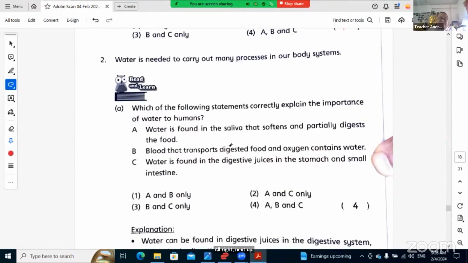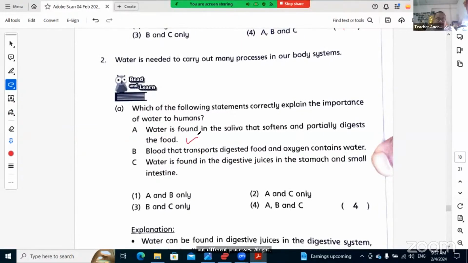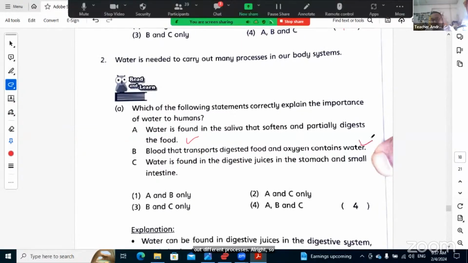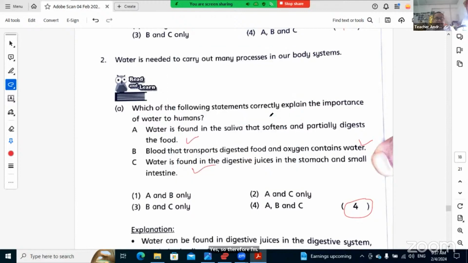Just now we mentioned that water needs to be carried out in different processes. All right. So we know that water is found in saliva, yes. Blood also, yes. Water is found in urine also, yes. So therefore, the answer is 4. Okay, let's carry on.